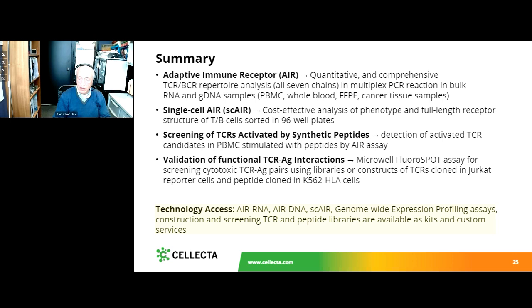As a summary of my discussion, we discussed development of the adaptive immune receptor, or AIR, profiling assay, which is a bulk profiling assay for all 7 chains. We discussed development of a single-cell AIR assay, which is a cost-effective analysis of phenotype and full-length immune receptor chain pairing information in T and B cells sorted in a 96-well plate, along with screening strategies for TCRs activated by synthetic peptides and vaccines, and how to validate these functional TCR-antigen interactions.